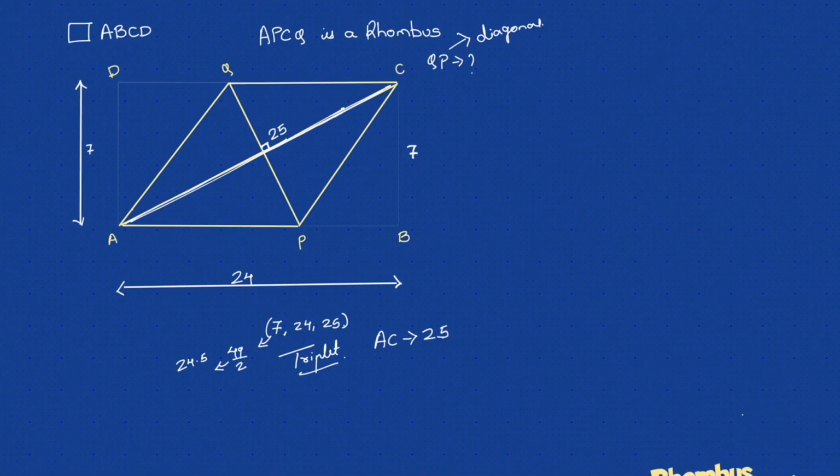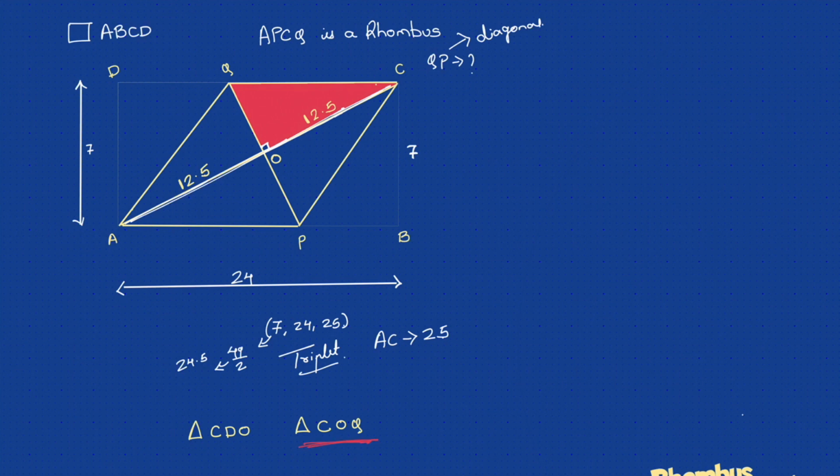I'll apply what we have learned now. So the diagonals will bisect at 90, which means 25 will be split up into 12.5 and 12.5. Let the center now be O. Now I need to find out QP. I know one of these. Now which two triangles will I consider? I'll go by similarity. Where can I see a 90? So triangle CDO and triangle COQ.